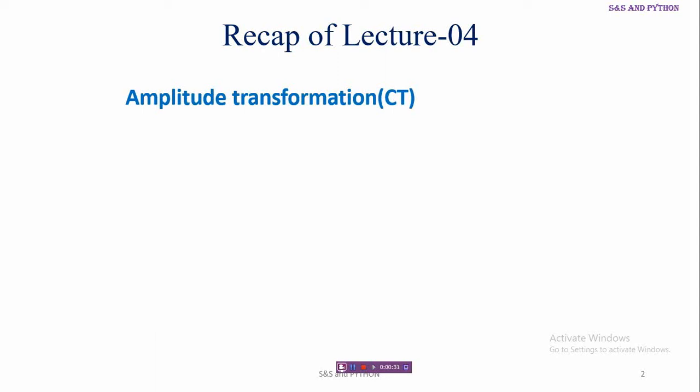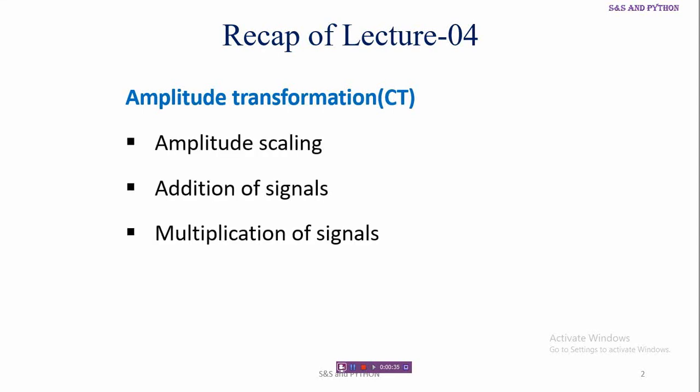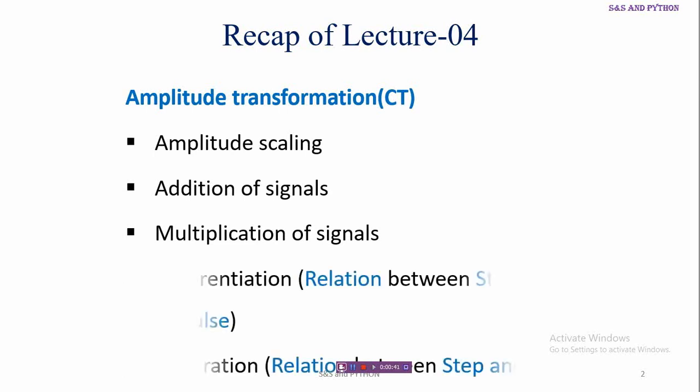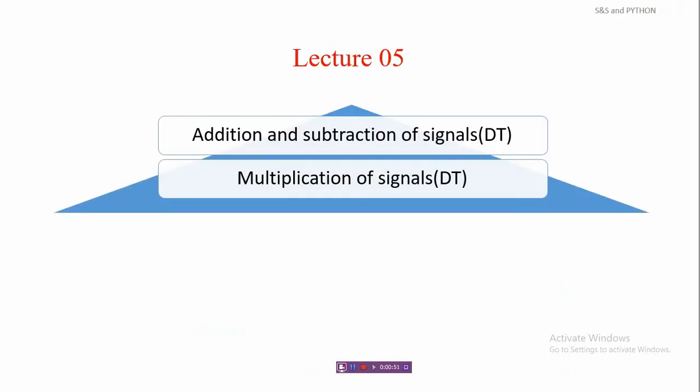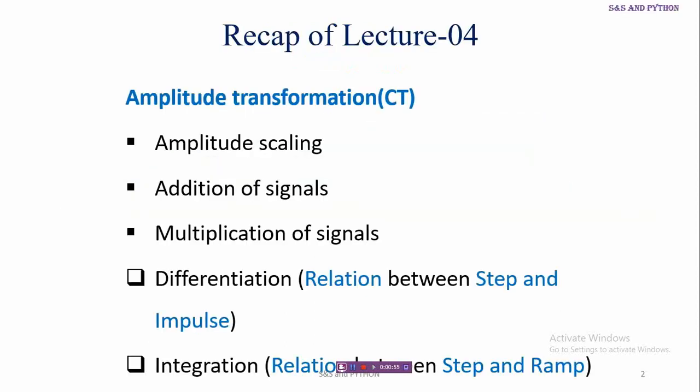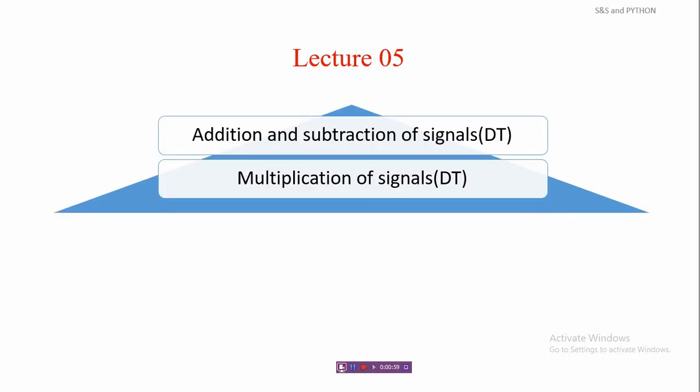We have seen amplitude transformation of continuous time signals. So what are those operations? Amplitude scaling, addition of signals, multiplication of signals. And also we have found a relation between step and impulse signal. Impulse signal as a differentiation of step signal we have derived. And the relation between step and ramp signal, we have seen: ramp signal as the integration of the step signal.